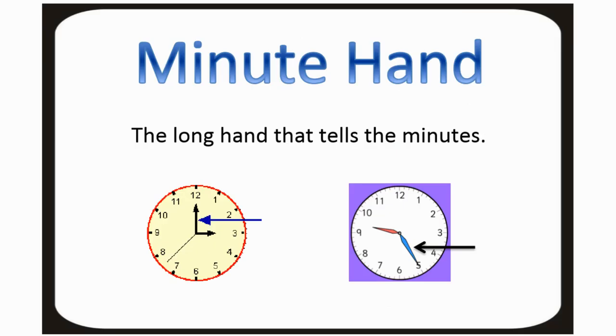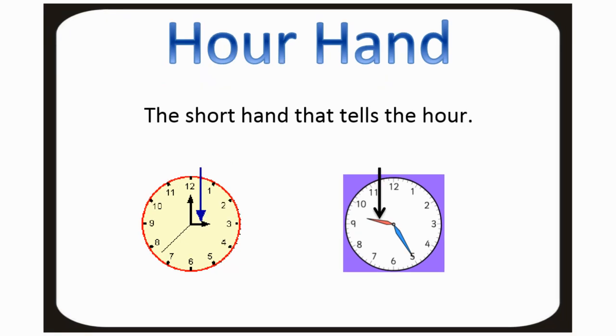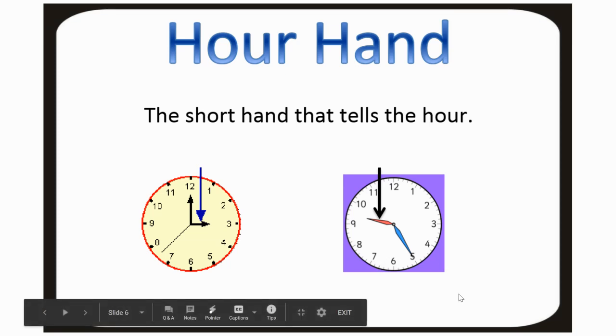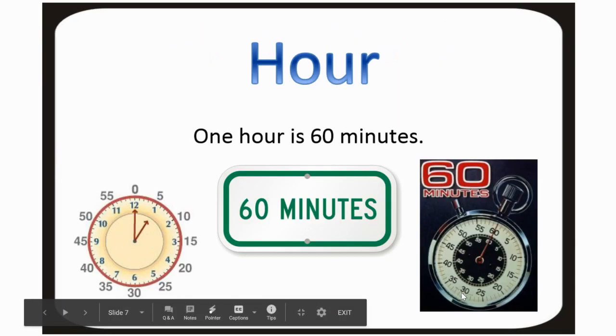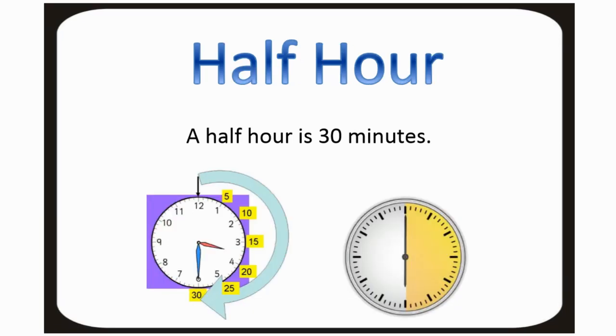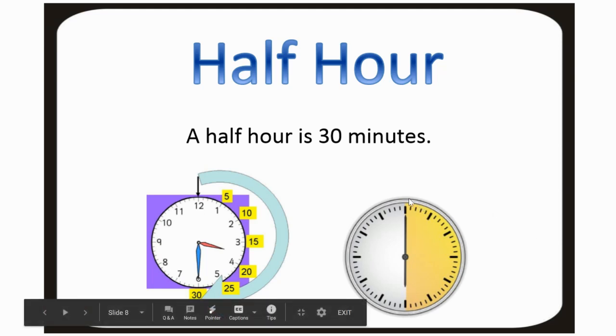Reminding ourselves the hands on the analog clock, the long hand tells us the minutes, okay? And the short hand or the hour hand shows us the hour. We know that an hour is 60 minutes long. We know that a half hour is 30 minutes long. We call it a half hour because it's half of the clock, just like a fraction, okay? And that would be 30 minutes if you counted by fives around your clock.